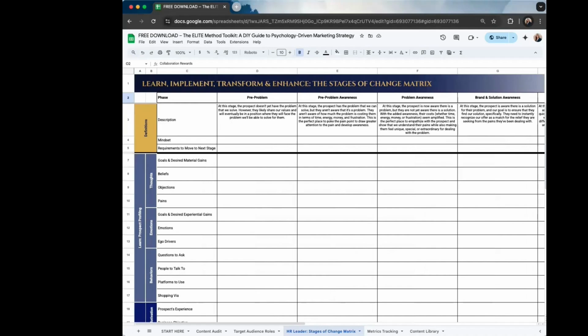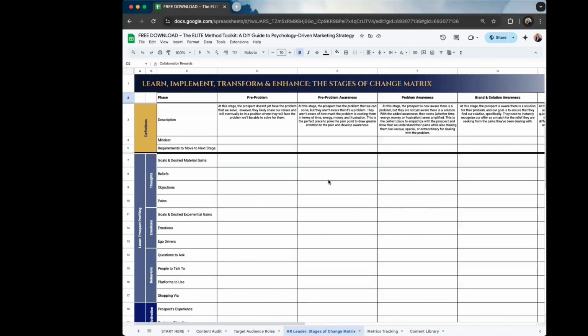Now, to fill out your stages of change matrix, the first step is to create your definitions. This is a really helpful exercise to get into the mindset of the person that you're trying to reach and also have a reference point as you work, because as we build out the stages of change matrix, there's a lot of information in here, and you're going to need to be able to put yourself back in that person's shoes every step of the way.